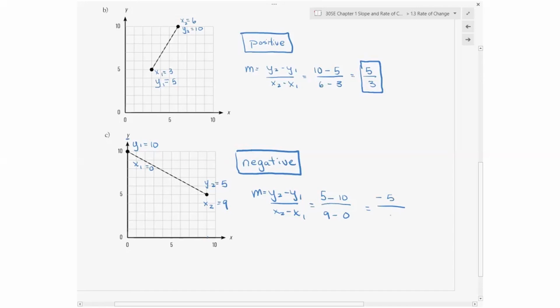So 9 minus 0 is 9. So there's our slope as a fraction, is negative 5/9. Okay, we see it's negative because 5 minus 10 is negative, and this is a positive. It stays positive, so we have a negative slope, negative 5/9.